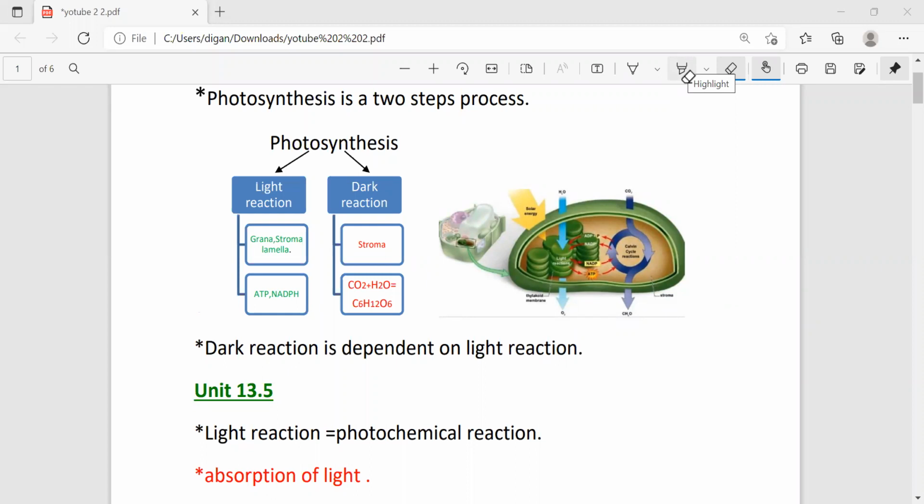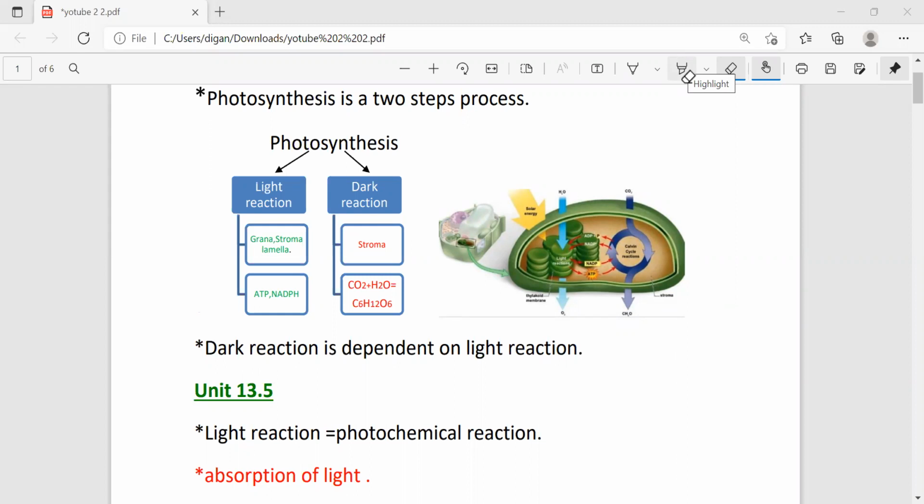In my previous video, I have explained what is photosynthesis, type of nutrition, what is pigment, location of photosynthesis, and structure of chloroplast. Today I am going to discuss one of the important topics of the chapter, that is light reaction. So before starting light reaction, I just want to tell you that photosynthesis is a two-step process.